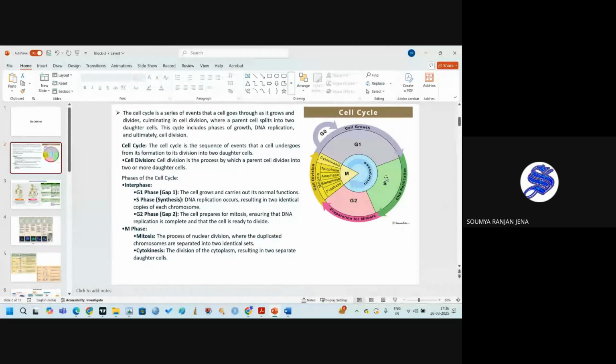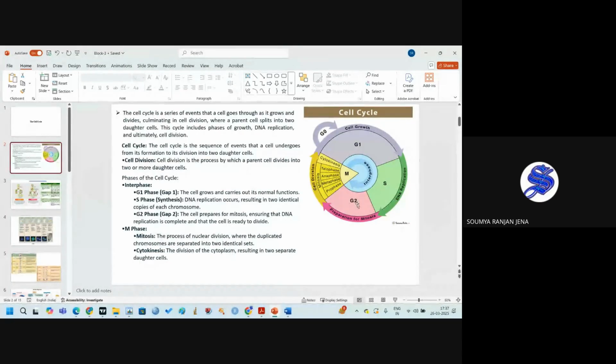In this S phase, DNA replication occurs, which means the DNA copy number increases from 1 to 2, because one cell is divided into two cells. So the DNA is copied for the two daughter cells. In this case, DNA replication occurs, resulting in identical copies of each chromosome.